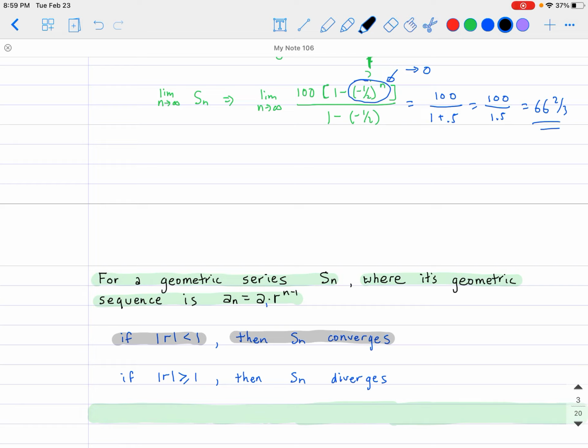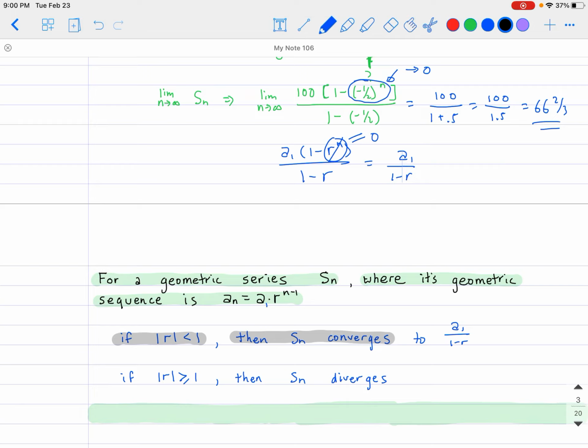And then in terms of what it converges to, looking at our equation, we said A of 1 multiplied by 1 minus r to the n divided by 1 minus r. This is going to go to 0 because n is going to infinity with a ratio that is between -1 and 1. So all that's left is A of 1 divided by 1 minus r. So that means it converges to the first term divided by 1 minus r. So that's the convergence numerical value.